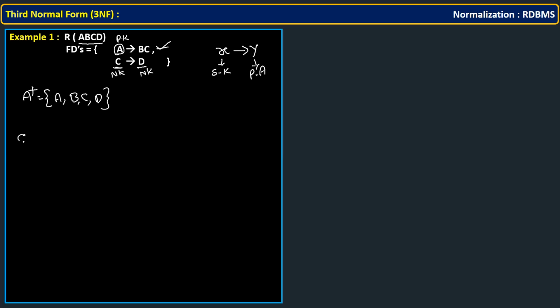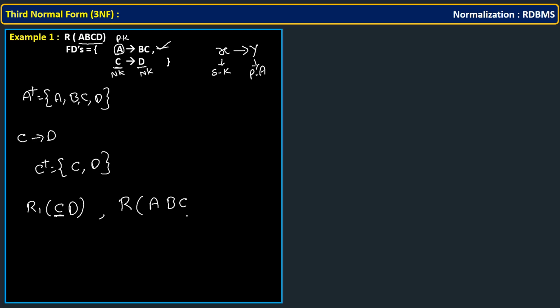So for this, try to find out the C closure. If you find the C closure, C derives D. So these two only. Now what is going to happen? Make the relation R1 as C comma D, and in that C is the primary key. In the original relation R, A is there, B is there, and C is covered here, because that is the foreign key in R now. This is the primary key, and now this is going to become a foreign key. In this way, you can divide in a very simple manner.